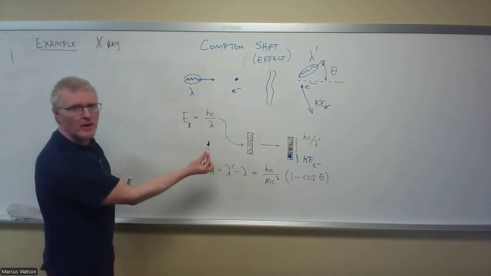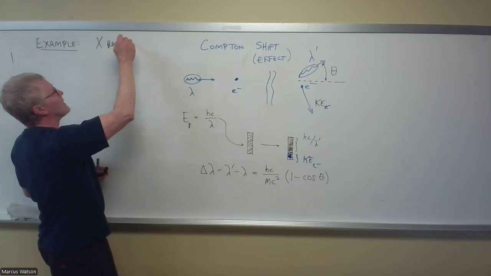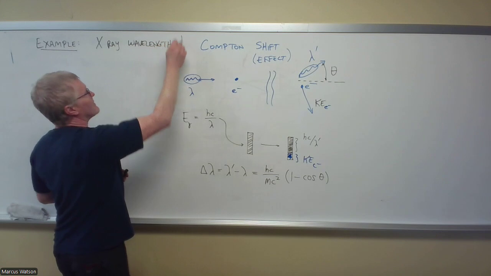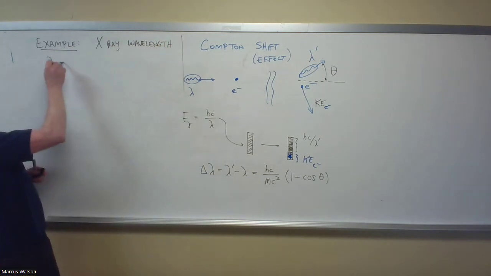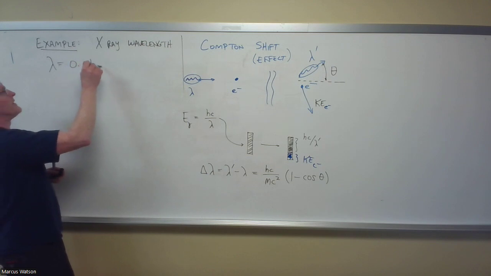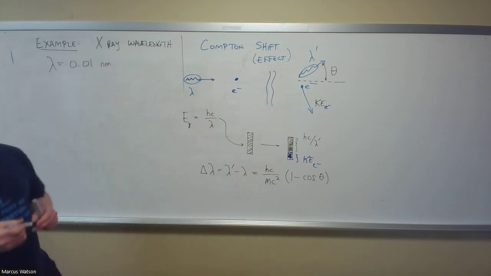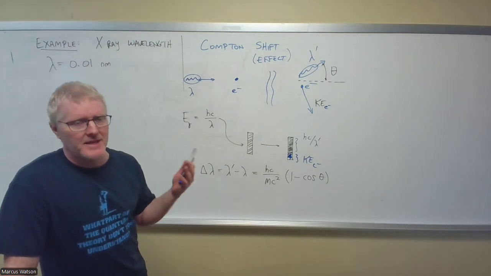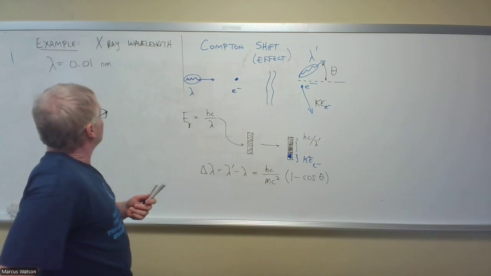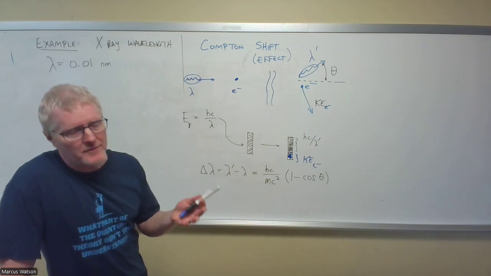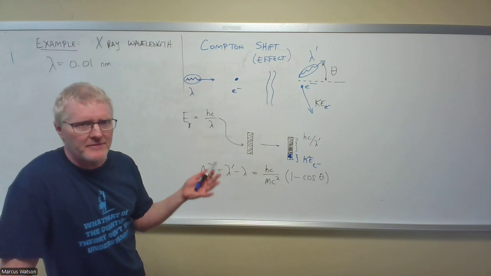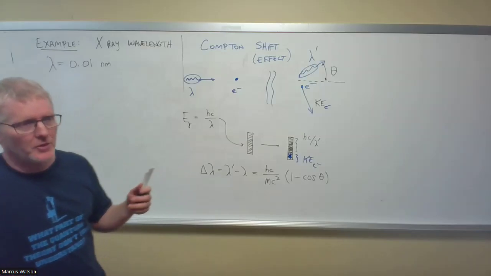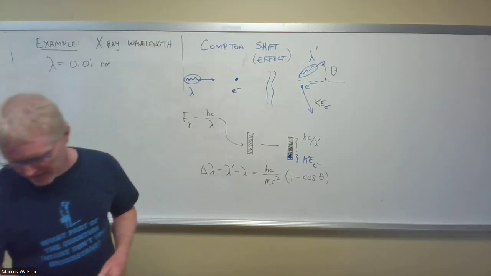Our incoming X-ray wavelength, which we know, let's suppose we have an X-ray wavelength of 0.01 nanometers. That's a fairly typical X-ray wavelength in the sense that if you think of the visible wavelengths, you'd be thinking of 500, 600, 700 nanometers. These are 1/100th of a nanometer. So in the several hundred picometers, okay?